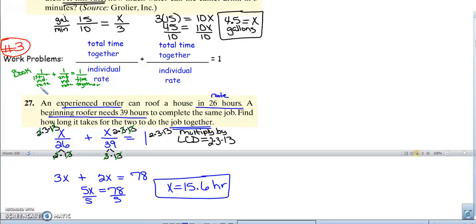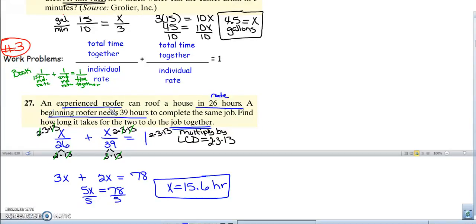The book sets it up like this: 1 over individual rate plus 1 over the second individual rate equals 1 over time together. Same equation, just solved a little differently or set up a little differently. So these problems usually have people or machines working together to get a job done.